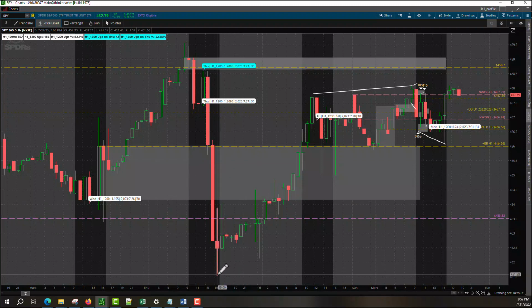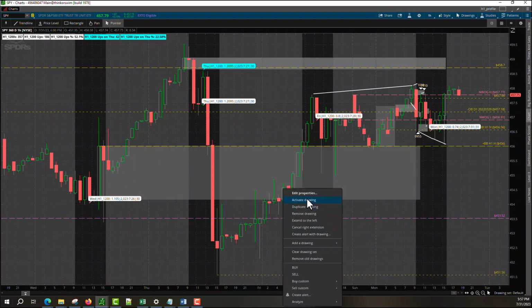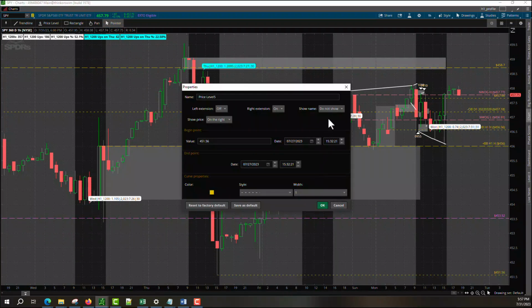Let's note this 51.55. It's the huge sell side liquidity right here. It's a swing low.